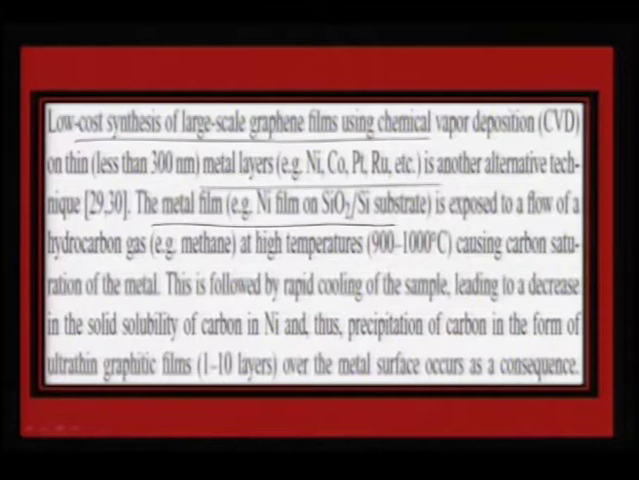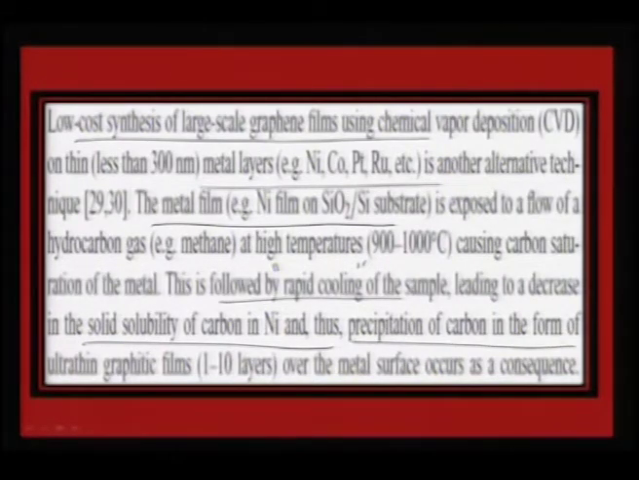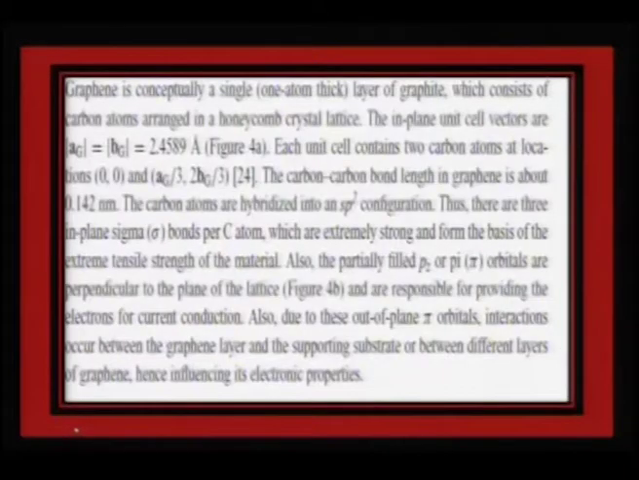This is the trick we need to adopt, not just heating, but once you do a rapid cooling of the sample, then there is a decrease in the solubility of carbon in nickel, which will come out as a graphene sheet. So, it is actually a precipitation process of carbon in the form of ultra thin graphitic sheets, which is nothing but your graphene layers. So, this is the way to realize graphene using chemical vapor deposition.